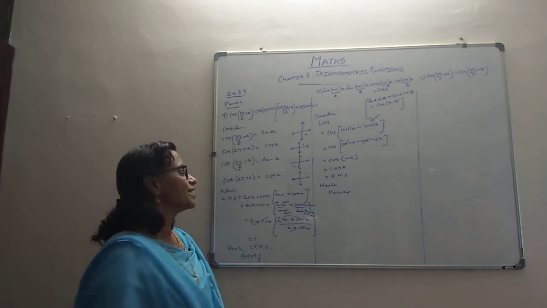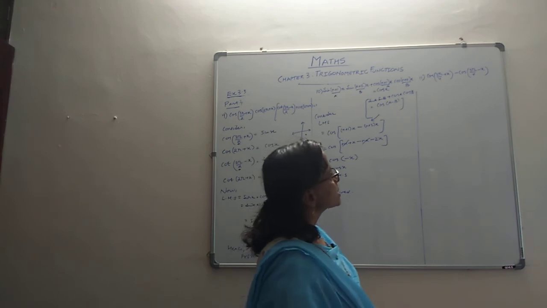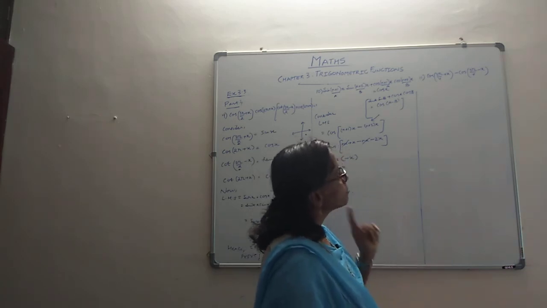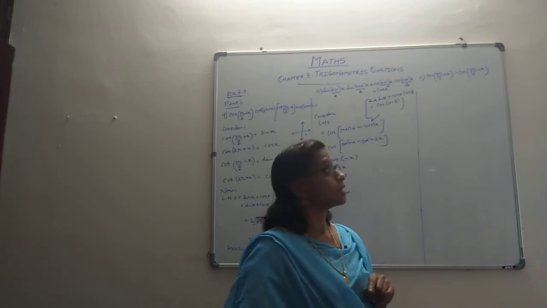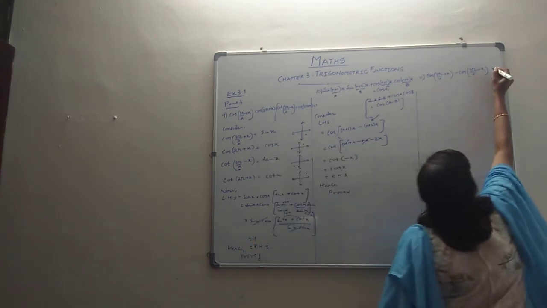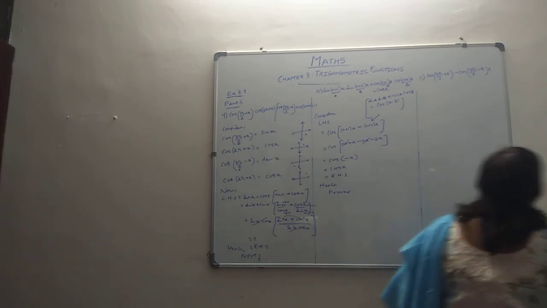That's about this. That's our 10th question. Now let's go to the 11th. What does the 11th question say? It is cos(3 pi by 4 plus x) minus cos(3 pi by 4 minus x). I have not written what you have got to show it to be equal to. Let's quickly write what it is. Minus root 2 sin x.